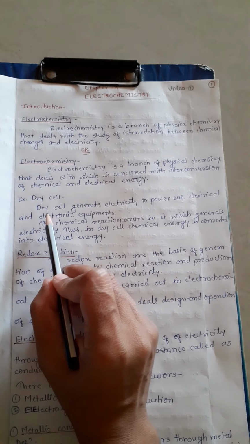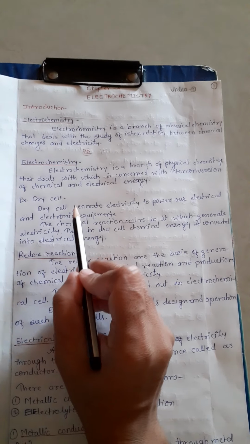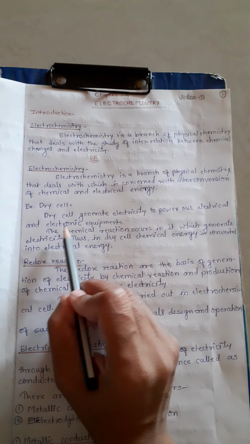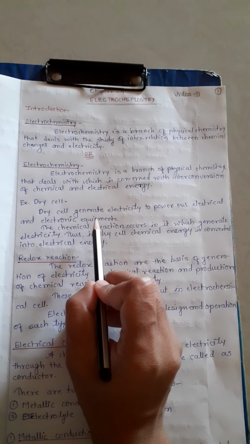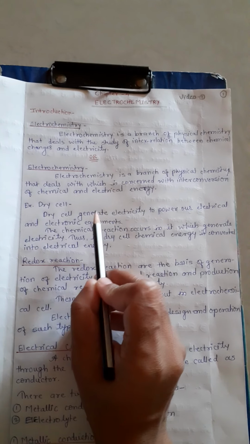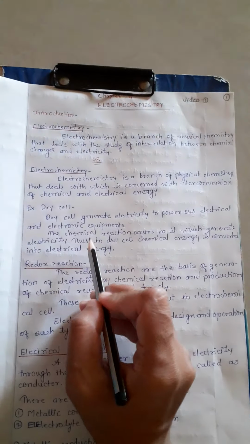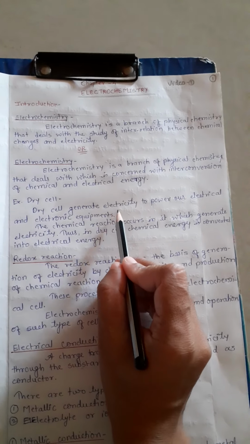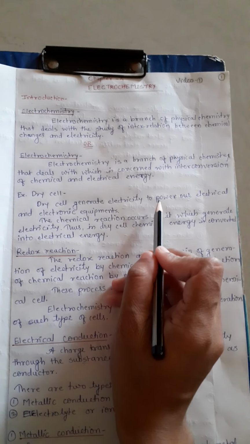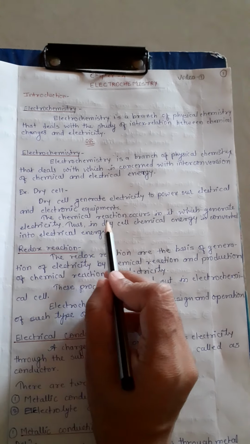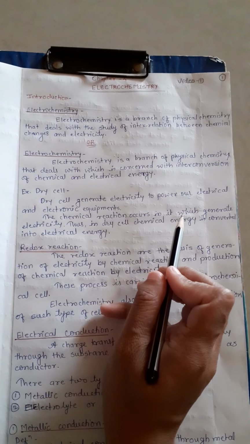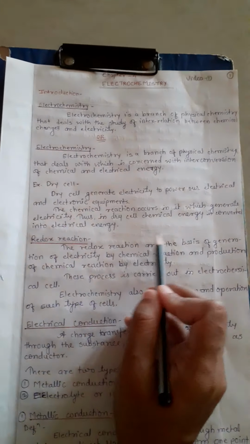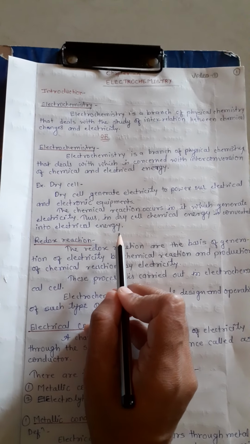For example, in a dry cell, generate electricity to power our electrical and electronic equipment. How does it generate electricity? Because in a dry cell there are chemicals and in that a chemical reaction takes place, and that chemical reaction produces electricity. So the chemical reaction occurs in that dry cell, which generates electricity. Thus in a dry cell chemical energy is converted into electrical energy.